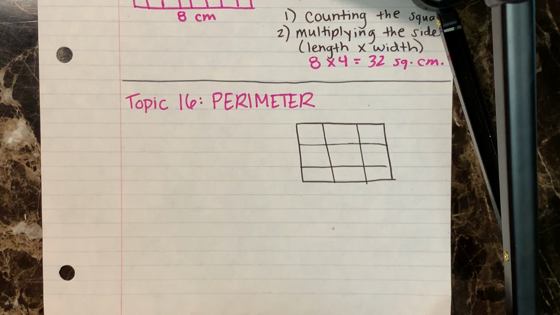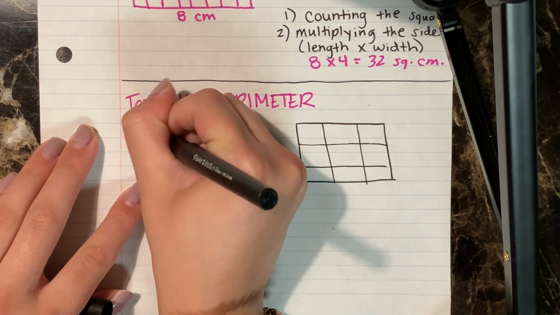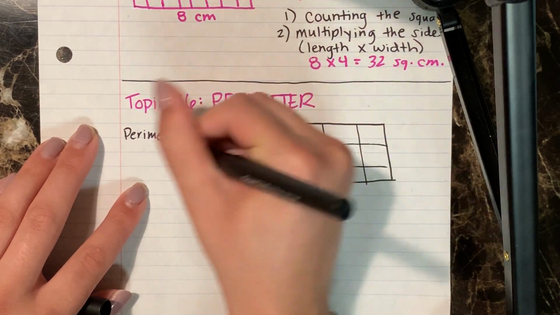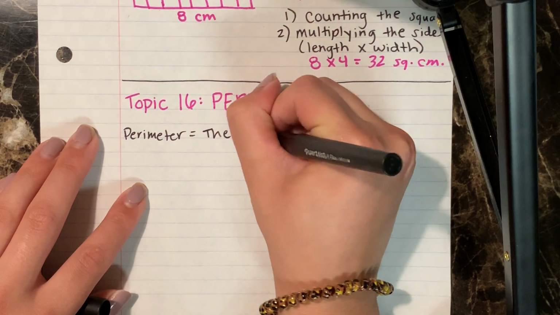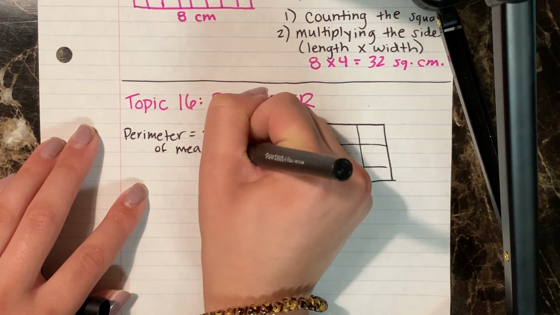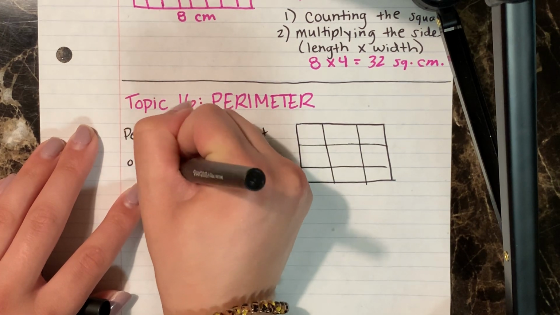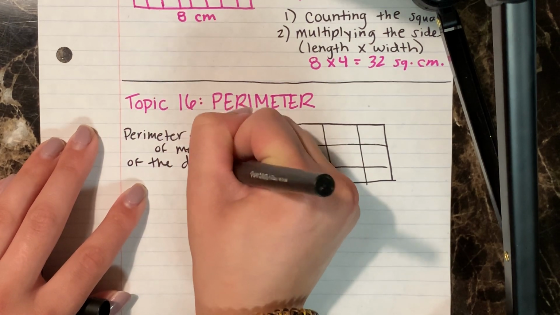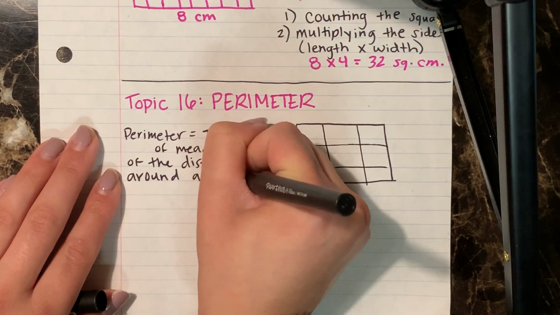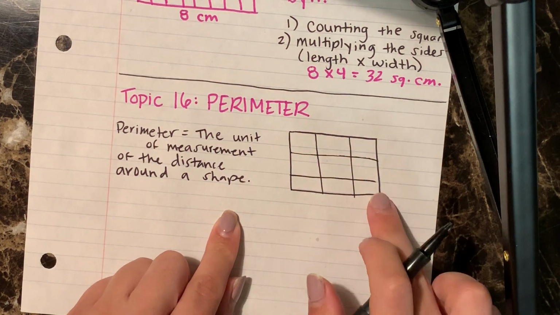So when we are looking at perimeter, perimeter equals the unit of measurement of the distance around a shape. So how many units of measurement go around the shape?